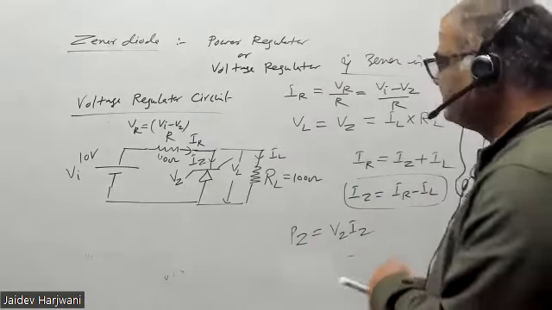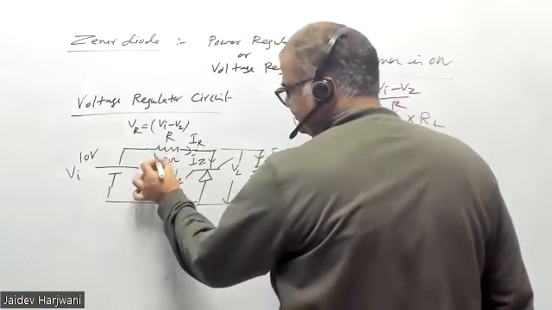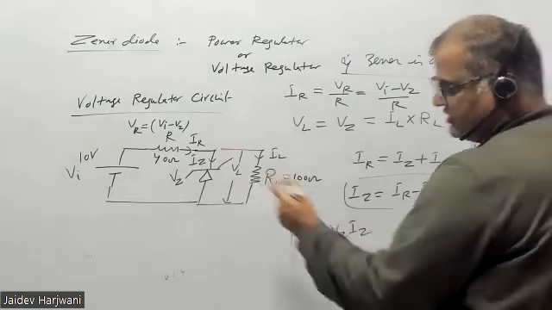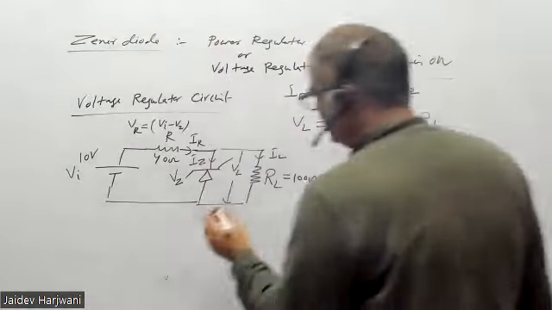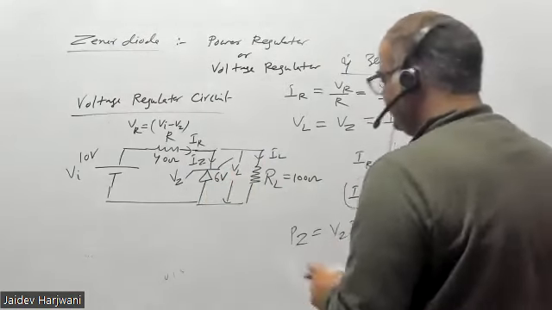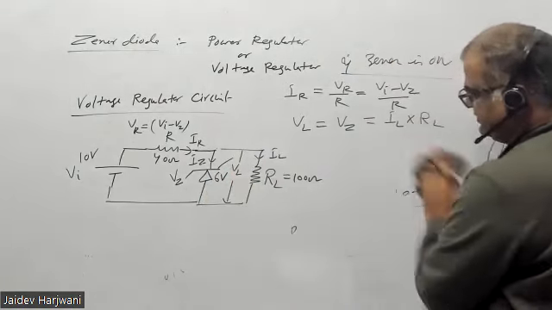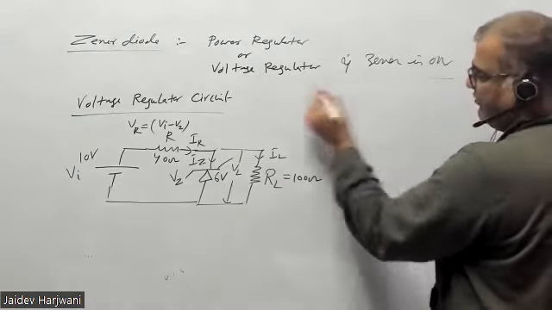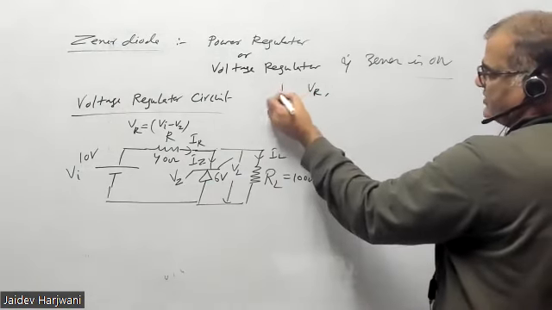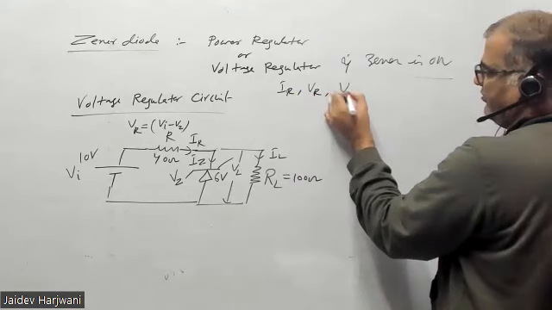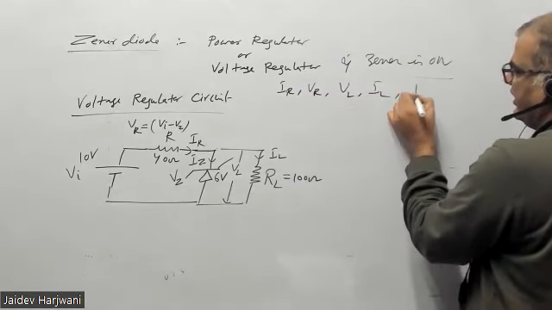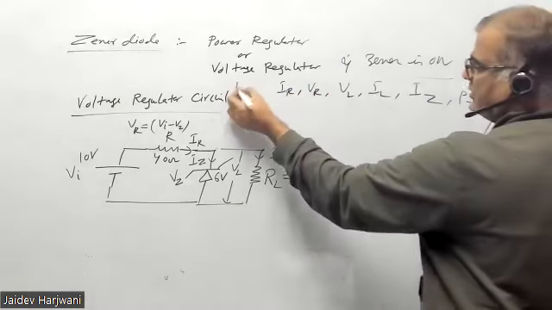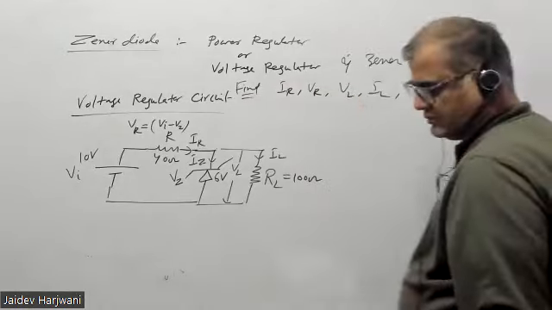Now, you have been given the V input. V input is 10 volt, R is 40, RL is 100, and the Vz value is given to you as 6 volt. Find these parameters. Find parameters means you have to find VL and VR. First find IR, VR, then find VL, find IL, and then find IZ. And last you find PZ. Calculate.